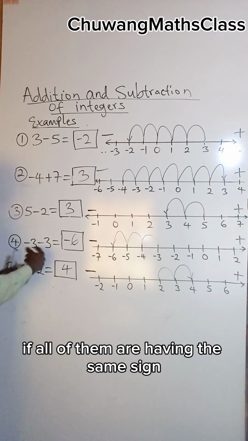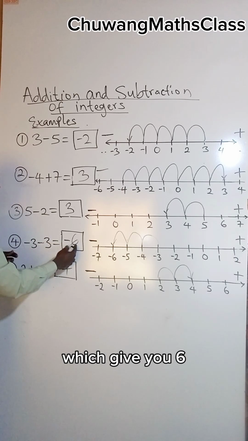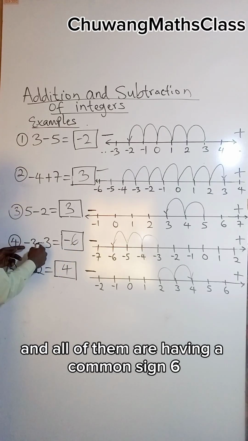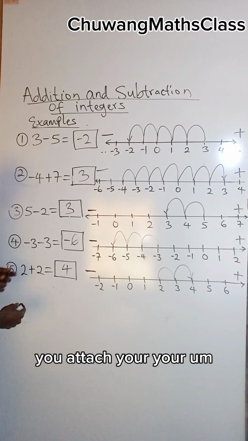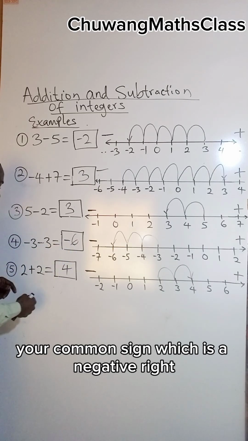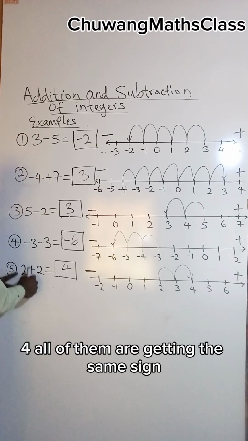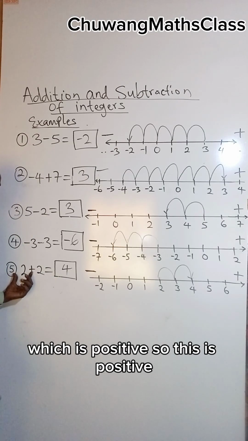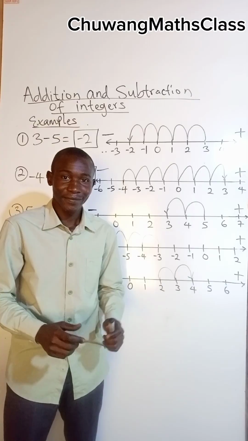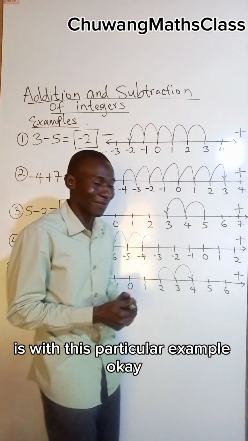But you see this example, if all of them have the same sign, you just add them: 3 plus 3, which will give you 6, and all of them have a common sign. You attach your common sign, which is negative. Here you have 2 plus 2, 4. All of them are bearing the same sign, which is positive. So this is positive.